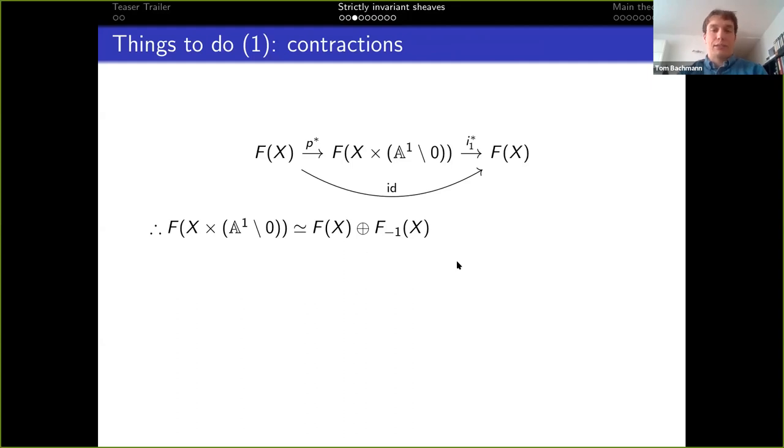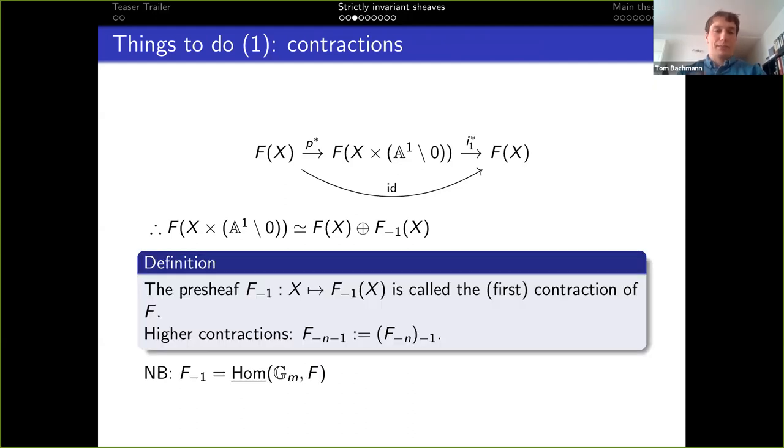And as the notation suggests, this f_{-1} of x depends functorially on x, so it actually defines a presheaf. This presheaf is called the first contraction of f. It assigns to x this f_{-1} of x, which arises in exactly the way I wrote there. There are also higher contractions where you do this several times. The notation is very suggestive. It turns out that this operation is very important. It's maybe not that surprising if you look at this aside down here, which is that this contraction is just somehow the G_m loop space of the sheaf f.